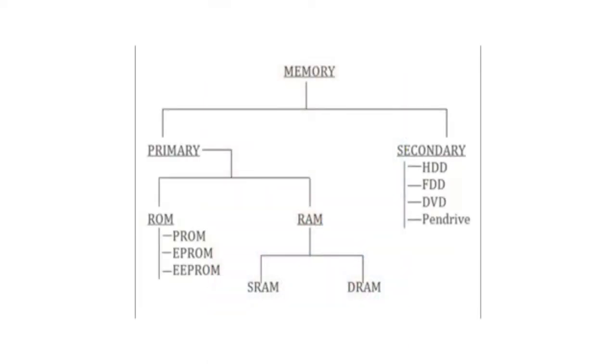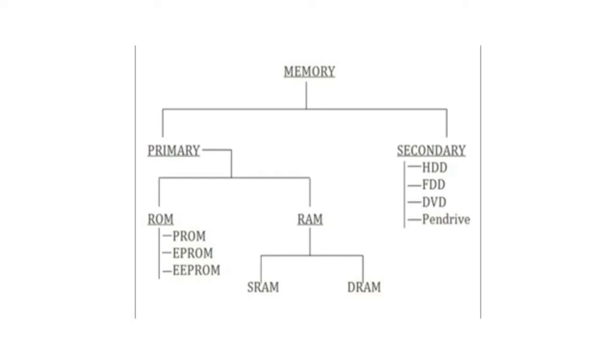Today in this video we will learn the difference between the two types of primary memory, that is RAM and ROM. So let's start. As you all know, a computer is a device which can store a huge amount of information. So computer memory is divided into two parts. First is primary memory and second is secondary memory. Primary memory is again divided into two parts, that is RAM and ROM.